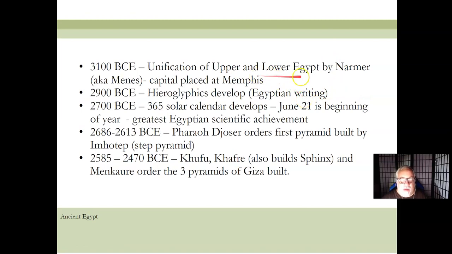Okay, and that happens under the Pharaoh Narmer, also known as Menes. He has two different names. One is Greek, one is Egyptian, who conquered both Egypts and placed the capital in the center at Memphis. 200 years later, hieroglyphics developed.